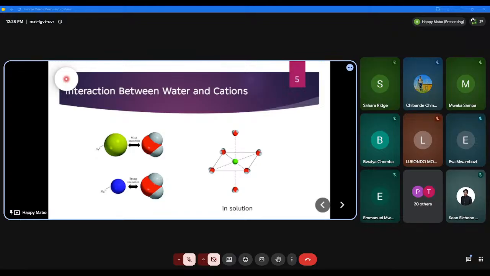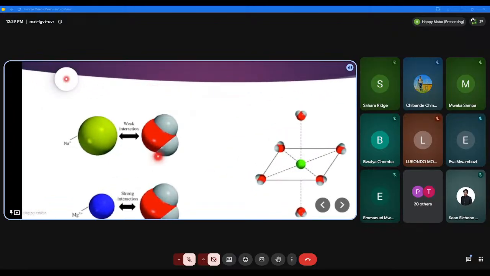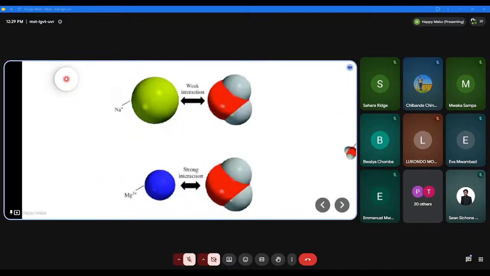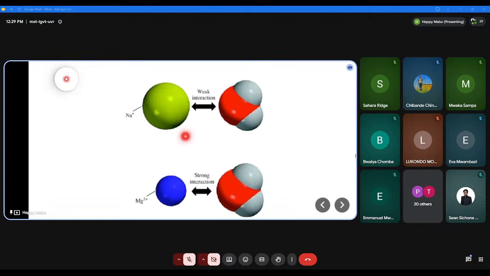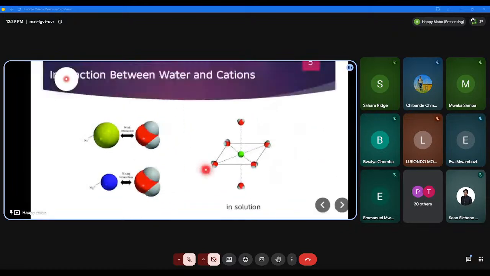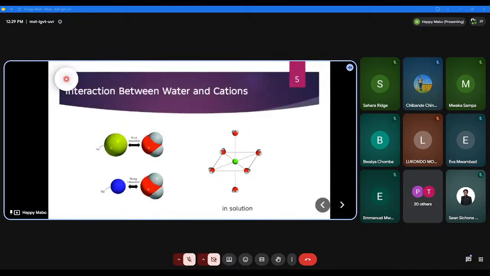So when you look at the diagram that we have here, when you look at these two, the way they're interacting with water, this interaction is said to be weak, the other interaction is said to be stronger. So we want to try and explain why this is so. The explanation that you are going to have to give would be in relation to a concept that we refer to as charge density.